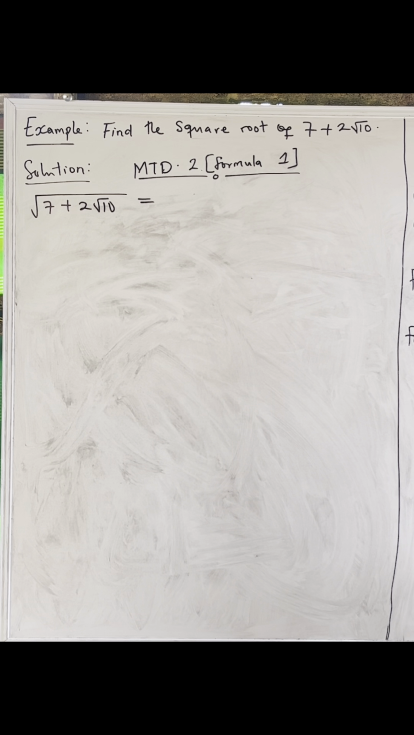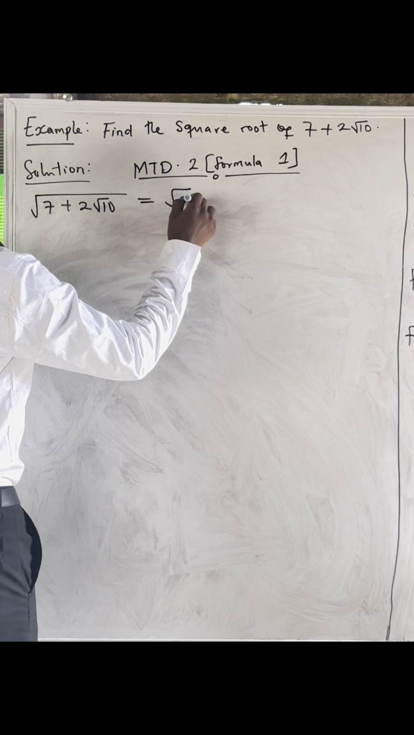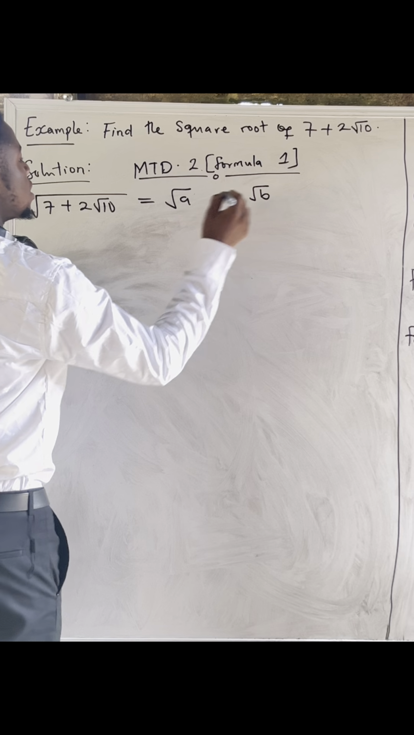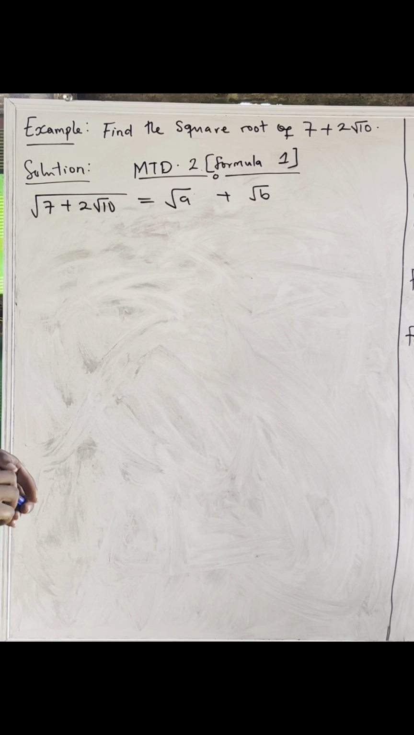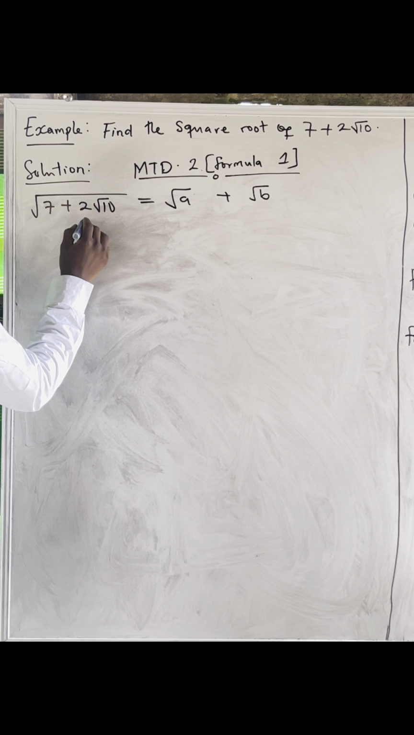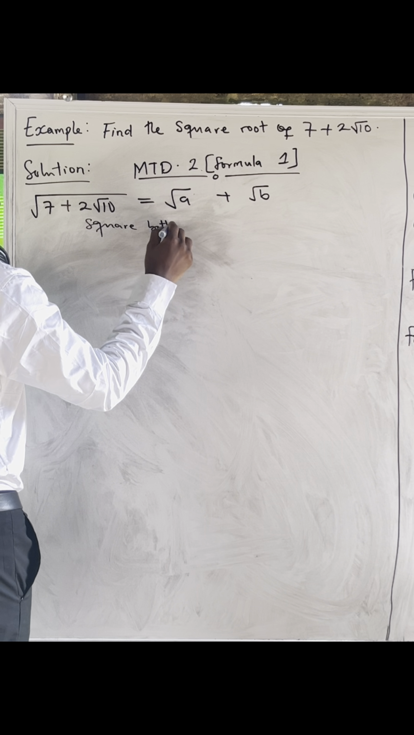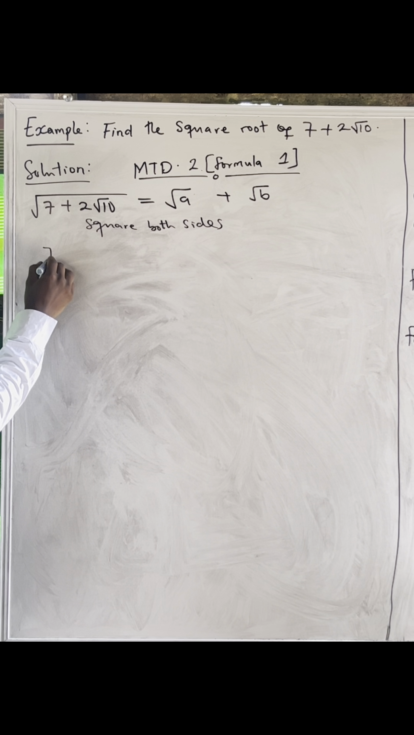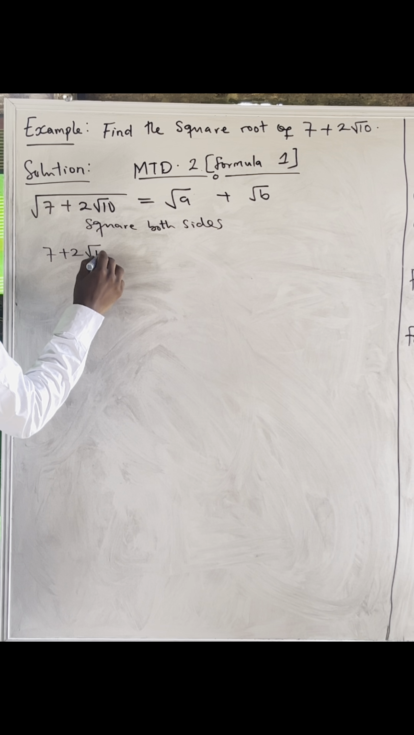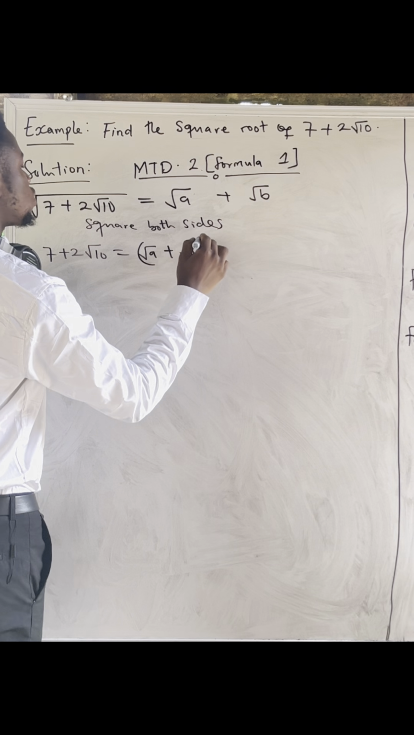Now don't forget that the answer must be in the form of root A plus root B. So this is what we are going to do firstly. Once you've done this, the next thing is to square both sides. If I square both sides, then 7 plus 2 root 10 equals root A plus root B, all squared.